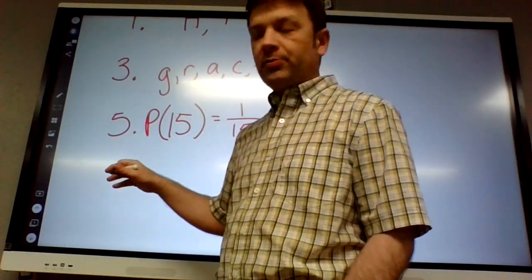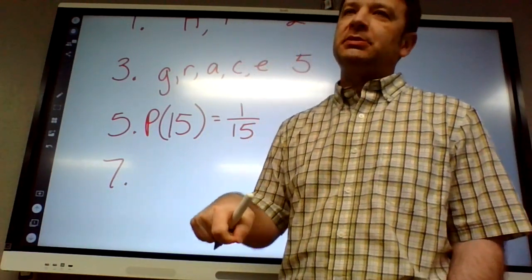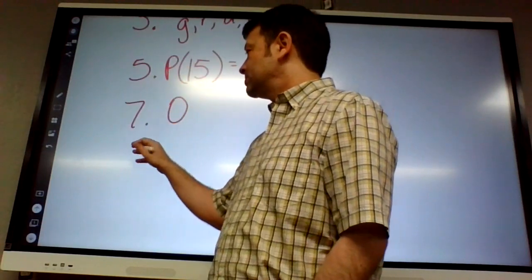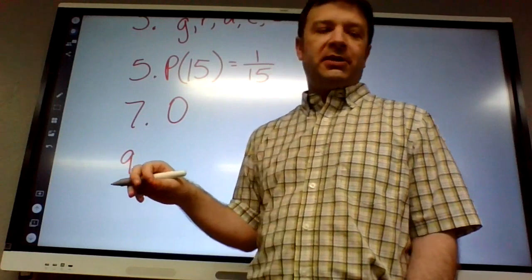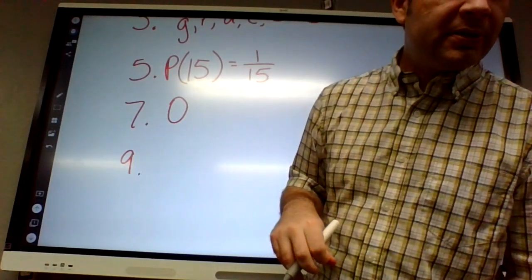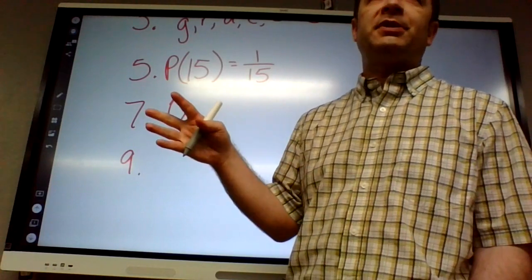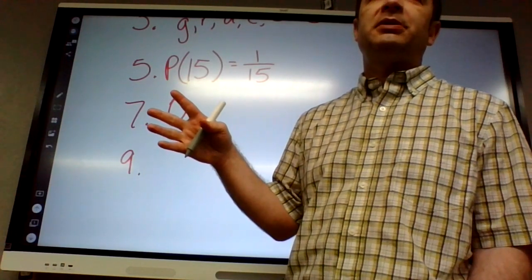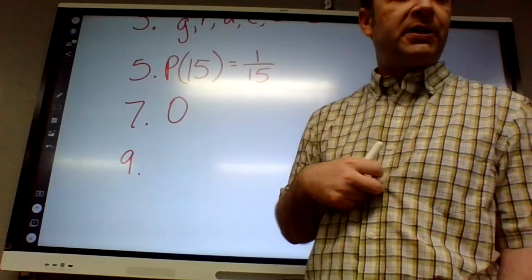Number 7, what's the probability that you would draw a 17? 0. There are no 17s in the hat. What if they said, what's the probability of drawing a number 1 through 15? What would that probability be? 15 out of 15, which is 1. They kind of did ask it, I guess.